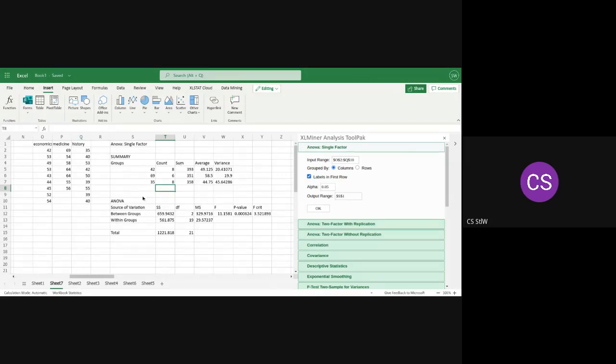So sum is just the sum, average is the average of each column, and then the variance of each column. And then now we go to our analysis of variance. I have the source of variation.